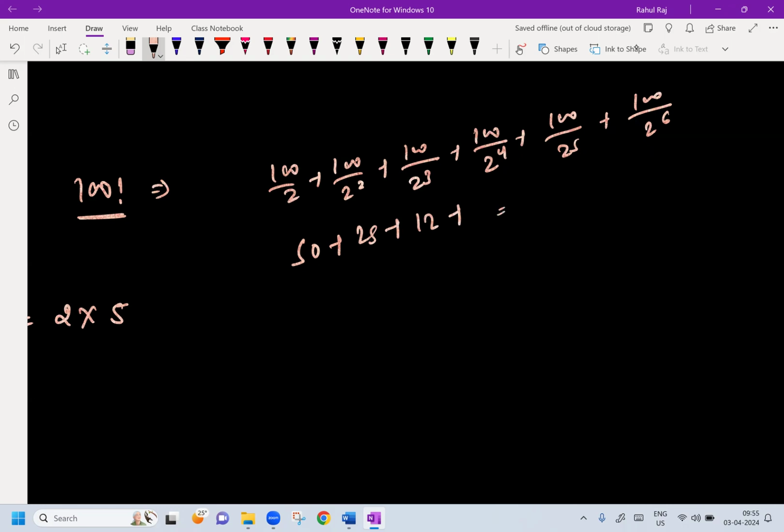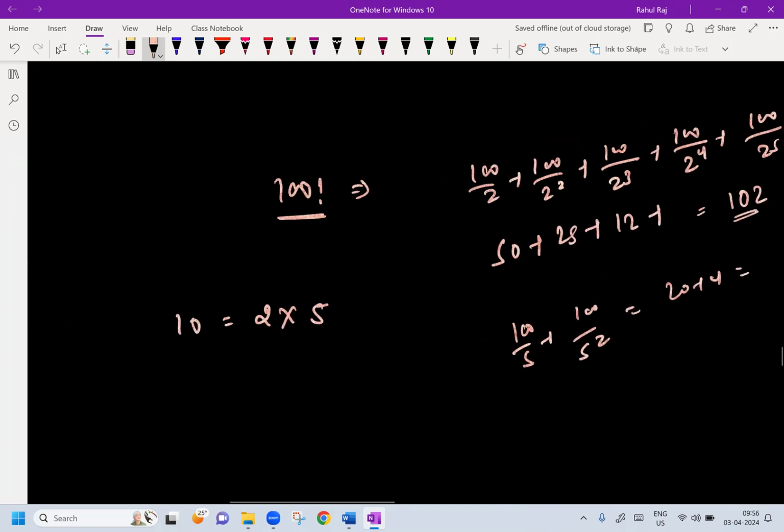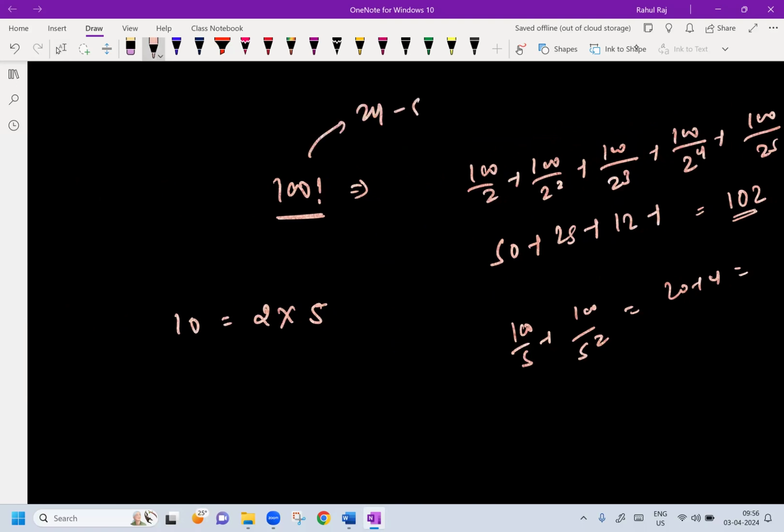Imagine there are 102 twos. But what is the power of 5? 100 by 5 plus 100 by 5 square. That is 20 plus 4, 24. So there are 24 fives here, and there are, let's say, 102 twos here. But these 24 fives can only mix with 24 twos to give you 10 now. But you won't understand, it's a complex thing. Your job is simple: the number of zeros should be found by dividing by 5. You remember this.